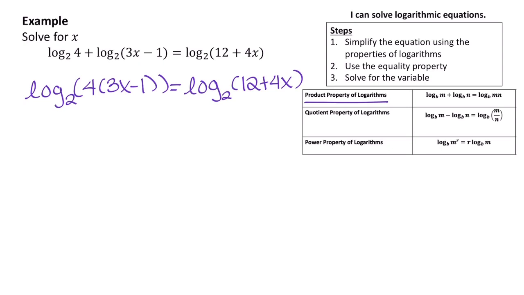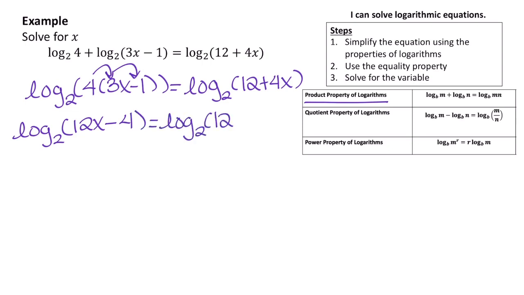So on the left side, I'm going to go ahead and distribute because I'm multiplying by the 4. So I have the log base 2 of 4 times 3x, which is 12x, minus 4 times 1, which is 4. And that equals the log base 2 of 12 plus 4x. So now you can see I have just one expression on either side, so I can go ahead and set those two equal to each other. So I have 12x minus 4 equals 12 plus 4x.